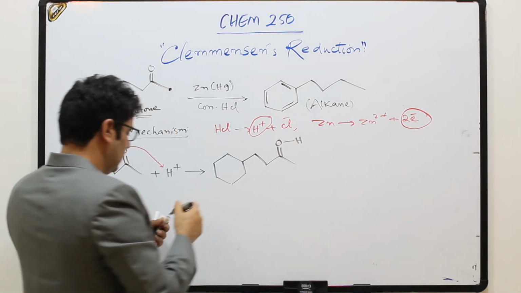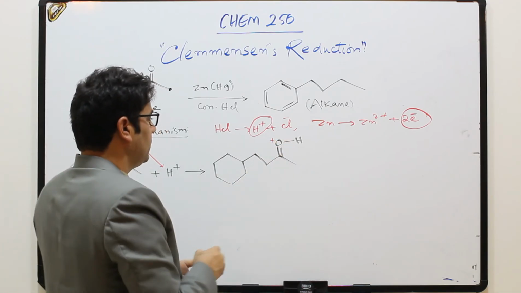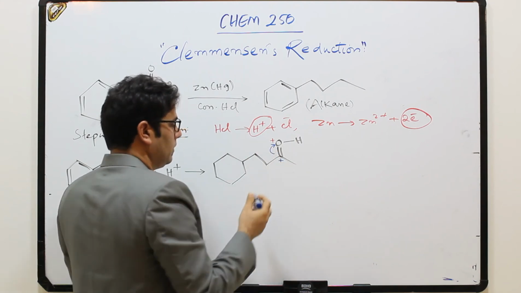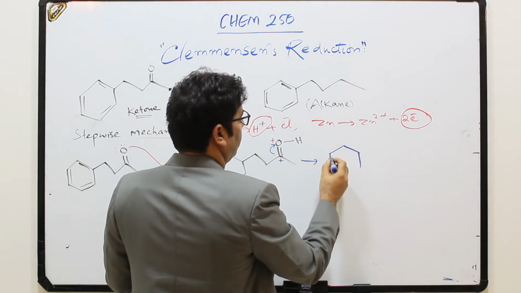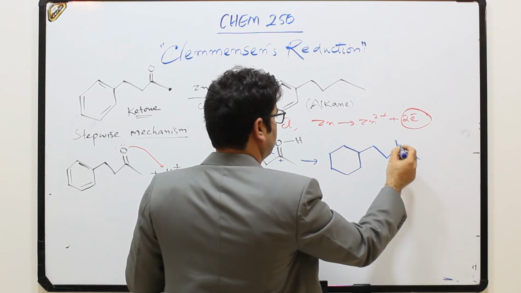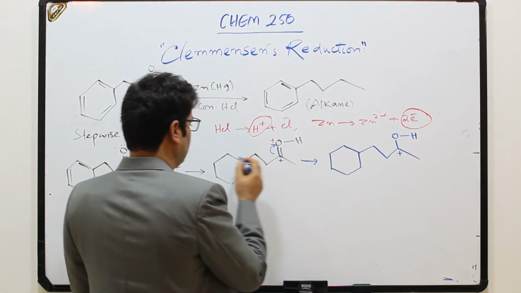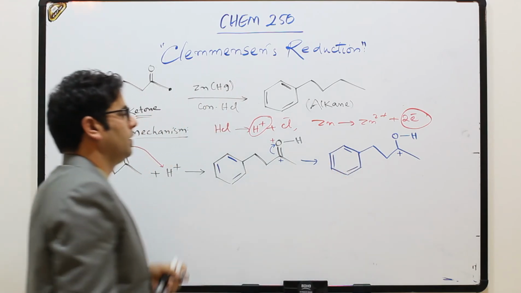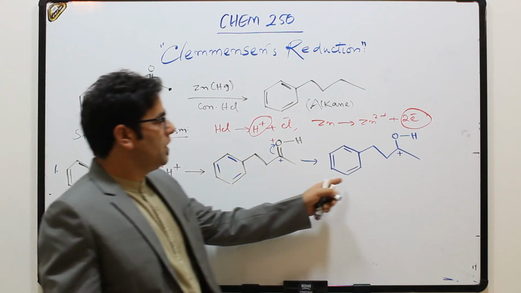It will be like this. Positive charge will come here. Now because of this positive charge, this bond is going to break. It will come here, and positive charge will come on carbon. This will be carbocation formation. Let me put double bonds here. Okay, step number 1.